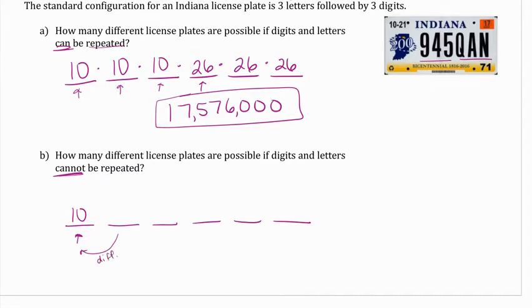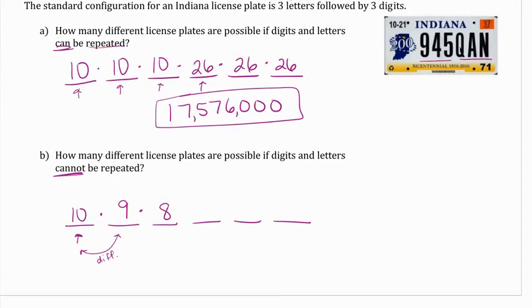So if that has to be a different number, then now I only have 9 choices because I've already used whatever number that first one was. Then my next number has to be different again from the first 2 numbers I've already used, so now I only have 8 choices. Remember, when you put these numbers here, these are not the actual numbers on the license plate. These are the number of choices of numbers that you have. So for my first number, I have 10. My second number, I only have 9 choices because I've already used one. And then my third number, I have 8 choices because I've already used 2 of the numbers.